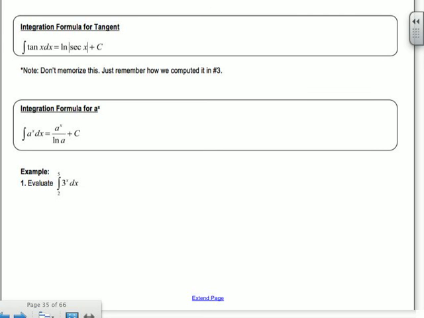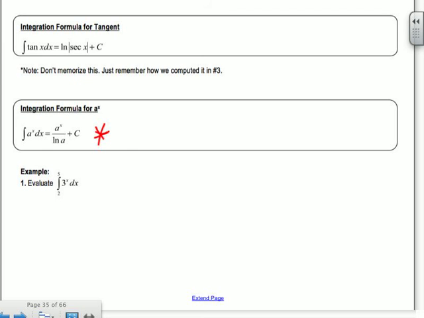All right, so I hope that you guys know those ones already. So I hope that you know how to integrate e to the x and how to integrate 1 over x. You know those already. This is one that you do not know. This is one you need to memorize. You need to know this cold.